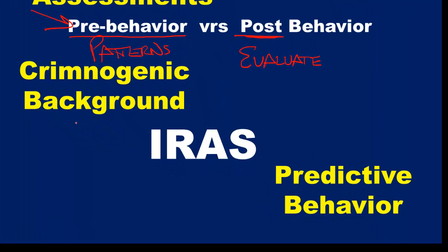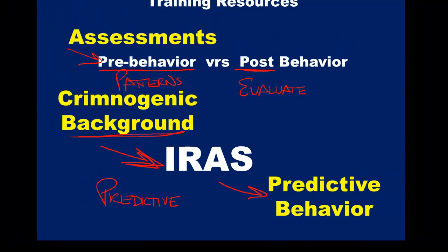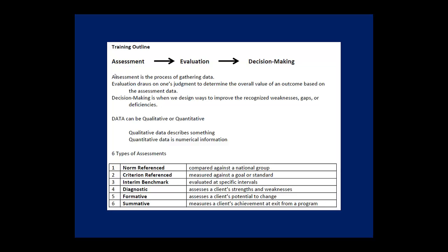Now, the way the assessment works is that we take this criminogenic background, we run it through the assessment of an IRAS, and we try and predict future behavior. And the issue is that this becomes a predictive method rather than an evaluative method. So with that in mind, when we're thinking about evaluations, what we're looking at is this process where we assess, then we evaluate, and then we look at making a decision, which is actually the case plan itself. Now, assessments are the process of gathering data, and then we make judgments about that data, and then in the decision making, we actually move to the case planning part.